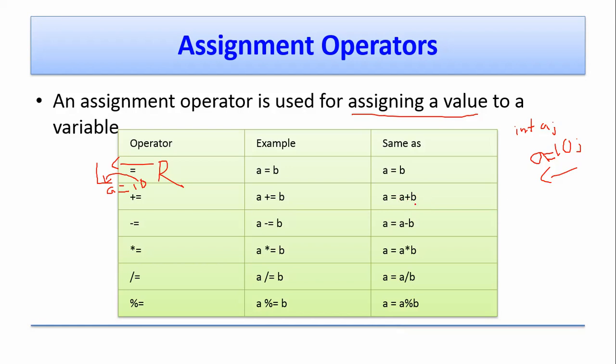Okay, so how can we execute this one? Let's see. Say A is 10 and B is 5. After the execution of this expression, what is the value of A? What is the value of B?